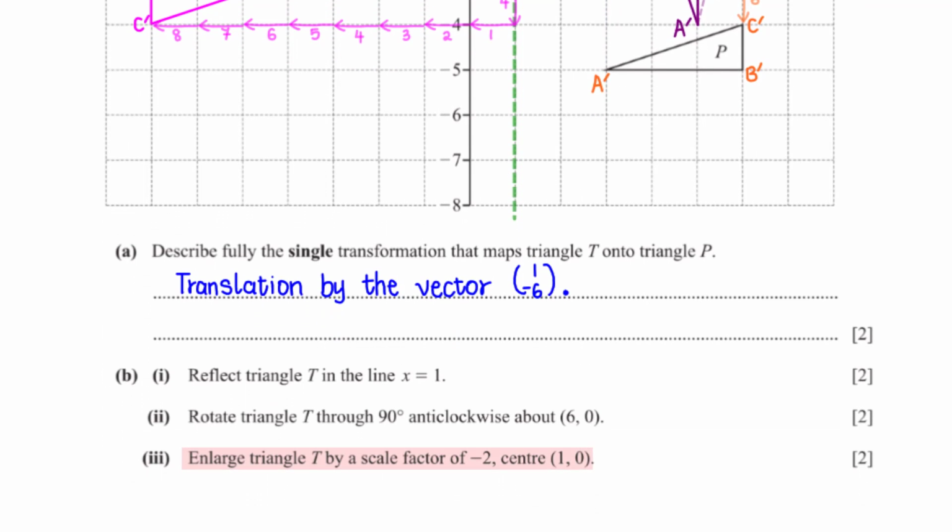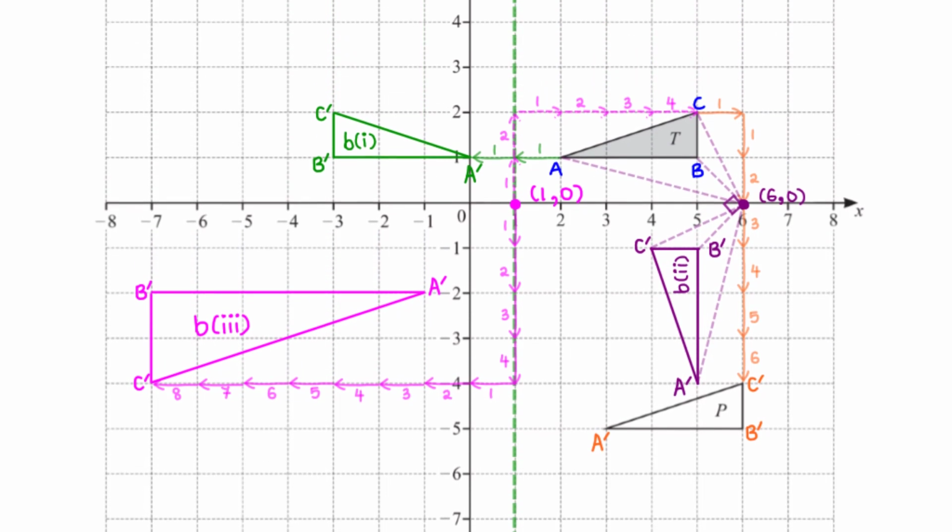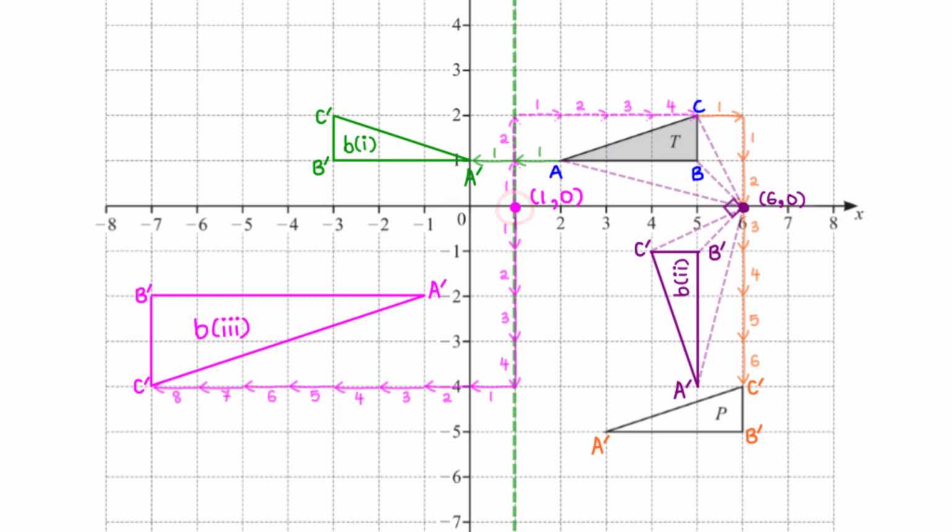Enlarge triangle T by a scale factor of -2, center 10. First, we need to mark the center of enlargement. Then we need to move each vertex on triangle T such that we are able to produce the enlarged image of the triangle. Let's pick point C.